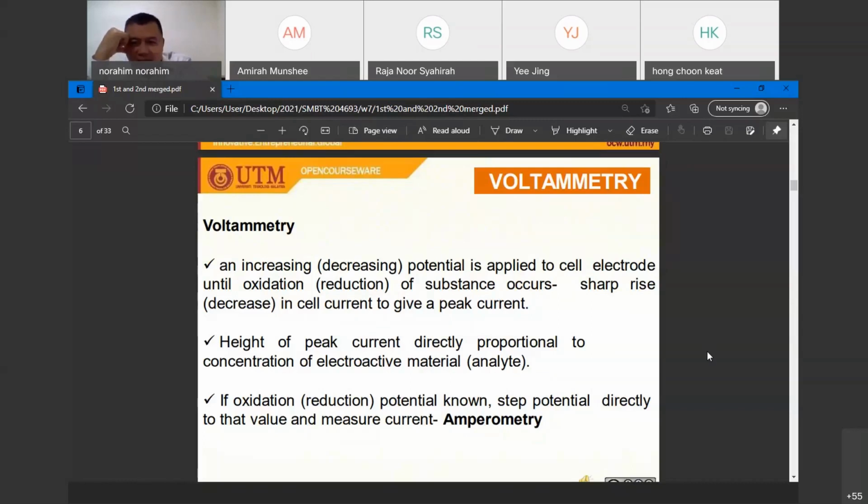Okay, amperometric, you fix the potential and then you measure the current. Voltammetric, you don't fix it. You have a potential range. Remember the potential window, the term potential window. You fix a range of potential voltage that you want to apply to the cell, and then you measure your current. Still measuring current. Okay, thank you.